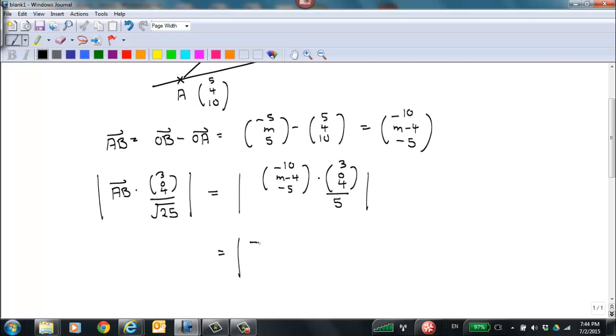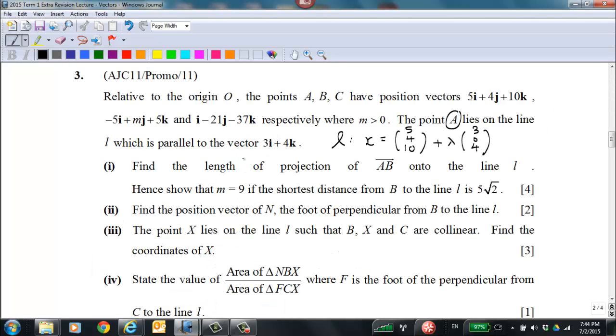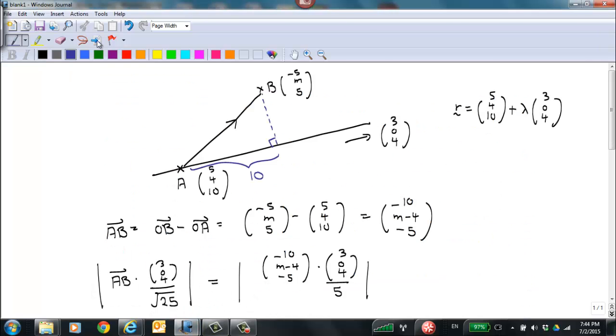The answer will be minus 30 plus 0 minus 20, over 5, giving you minus 50 over 5. It's actually negative 10, but because of the modulus sign it is 10. So this is the length of projection, and we know that this length is 10. After we get this, what does the next part ask us to do? We need to show that m is equal to 9 if the shortest distance from B to the line L is 5 square root 2. So the information given is that this length is 5 square root 2.